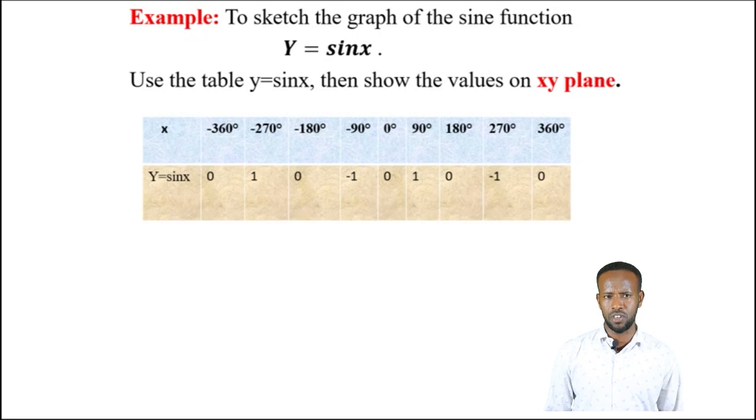So we calculate in this form. We have got that when x is negative 360 degrees, y equals sine of negative 360 degrees, which is 0. When it is negative 270 degrees, y will be 1. When it is negative 180 degrees, it will be 0. When x is negative 90 degrees, it will be minus 1. When x is 0 degrees, sine of 0 degrees will be 0. We will continue in that way and get these values. If we make a mistake on the values, our graph will be wrong.